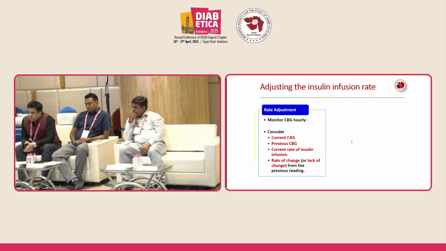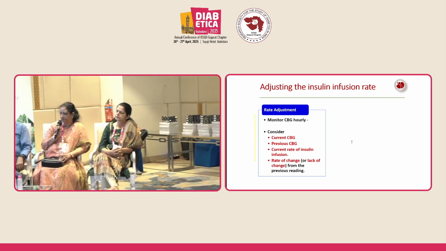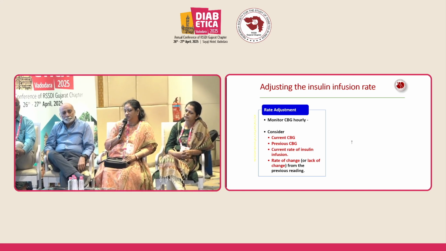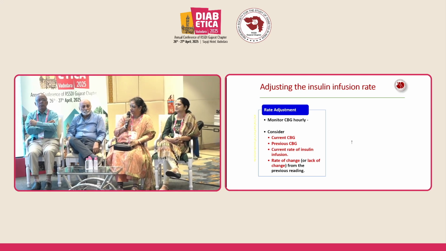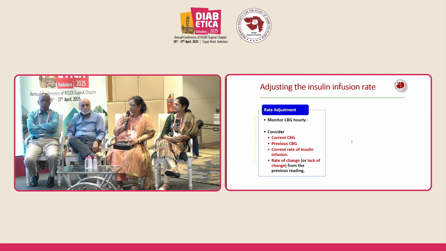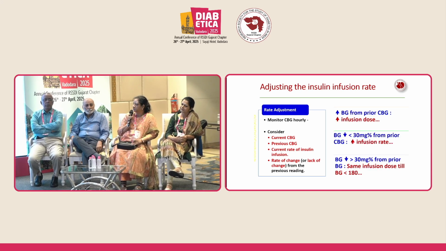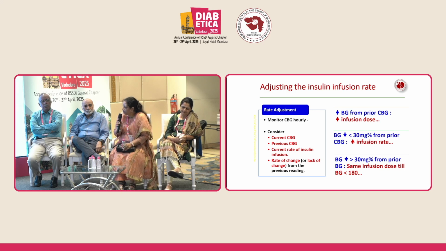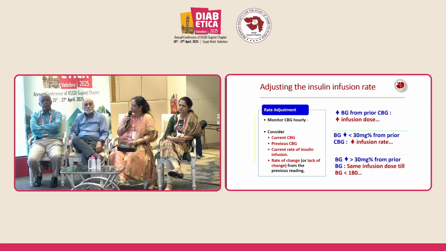So normally what we do is once we have started it, we monitor the sugar hourly initially. We can see the current blood glucose, the previous one, the insulin infusion, the rate of change or how much is being changed. Like if the blood glucose is the same, that is, it is not coming down, you have to increase the infusion dose. If the blood glucose decreases by less than 30% from the previous CBG, then you have to again increase the infusion rate. But if the blood glucose decreases more than 30%, then you continue the same infusion dose. You have to basically maintain a blood glucose less than 180. The target is 140 to 180.